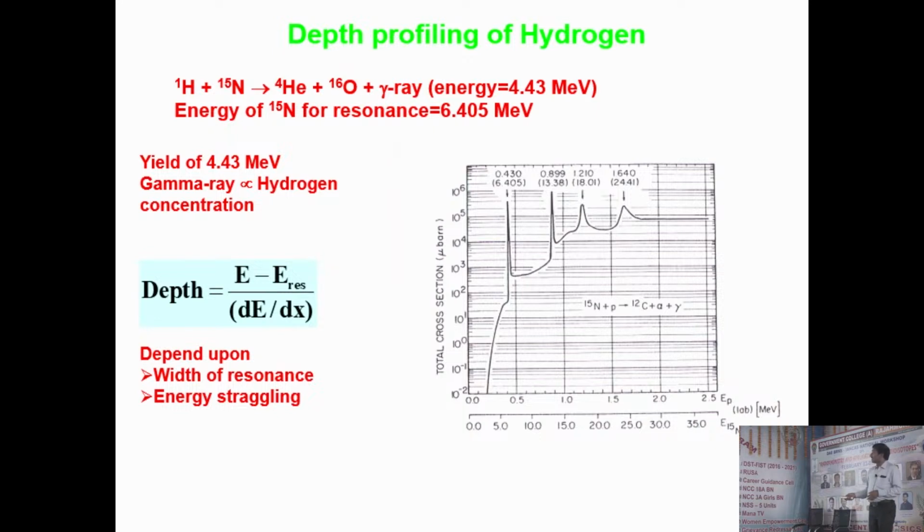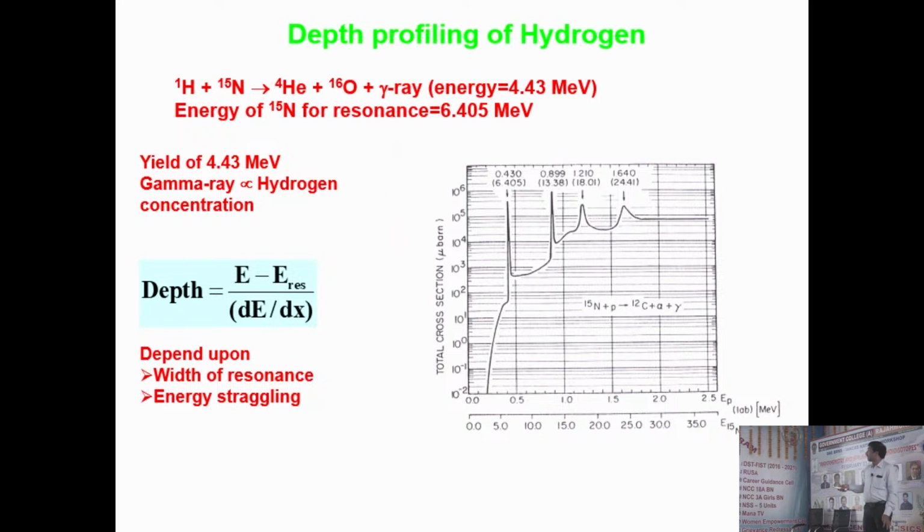E minus E resonance, divided by dE by dx: E is the energy of the charged particle we are accelerating, minus your resonance energy, divided by dE by dx, which is how much energy this charged particle loses per unit distance. From this we can see the depth profile of hydrogen. This is just one example I am mentioning here.